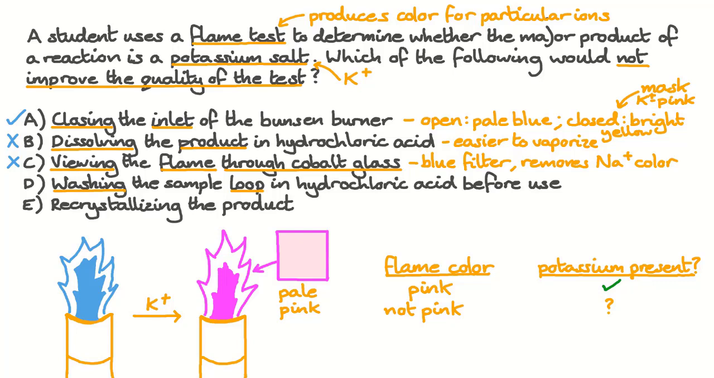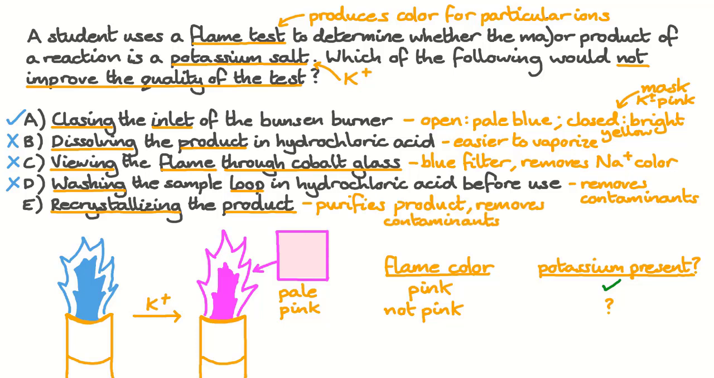Washing the sample loop in hydrochloric acid is another way of improving the quality of the test. Washing the loop removes other contaminants which might colour the flame differently and lead to an ambiguous result. Finally, we have recrystallizing the product. Recrystallization will purify the product. A more concentrated product means fewer contaminants that are likely to interfere with the results of the test. So recrystallizing the product is a good way of improving the quality of the test and therefore is not our answer.